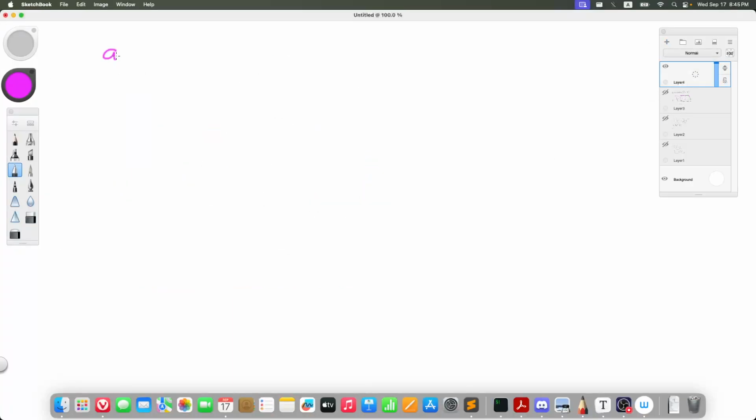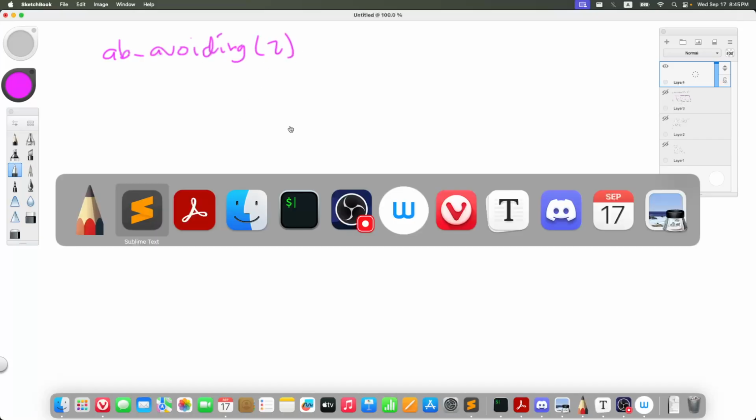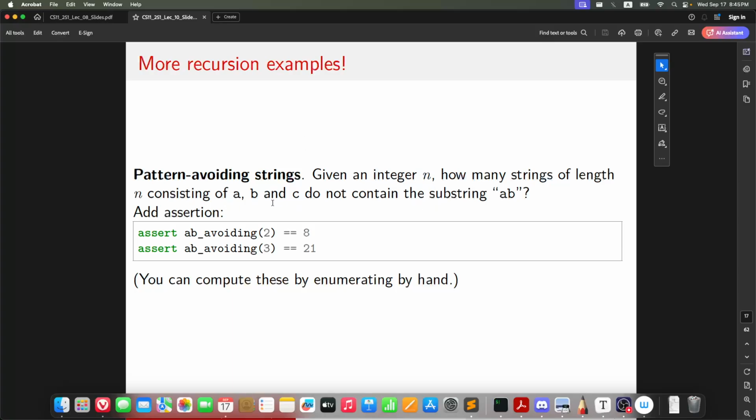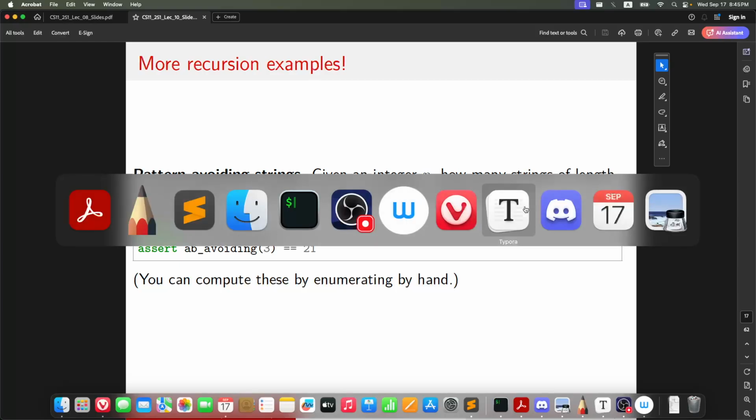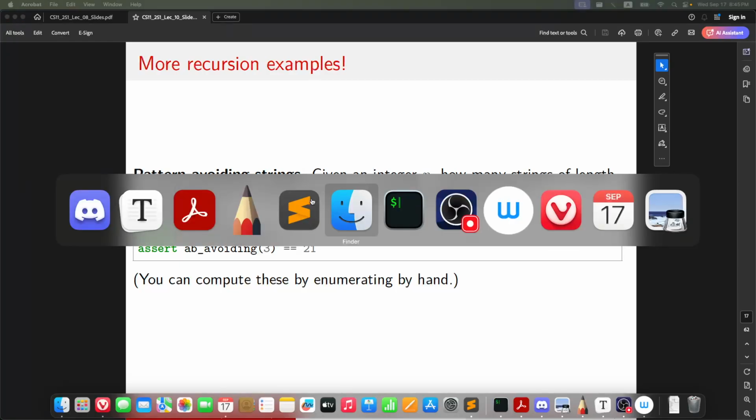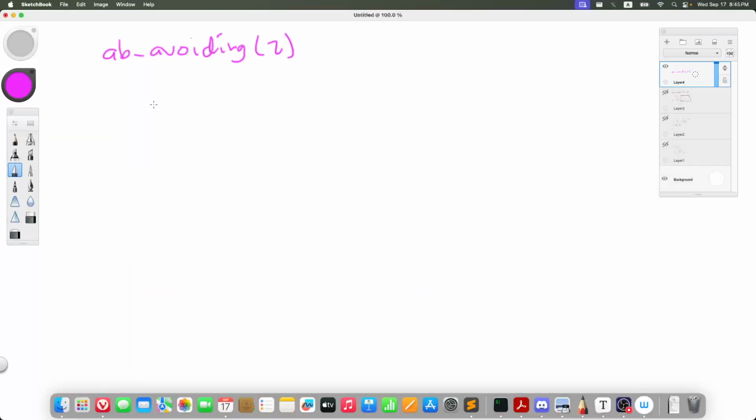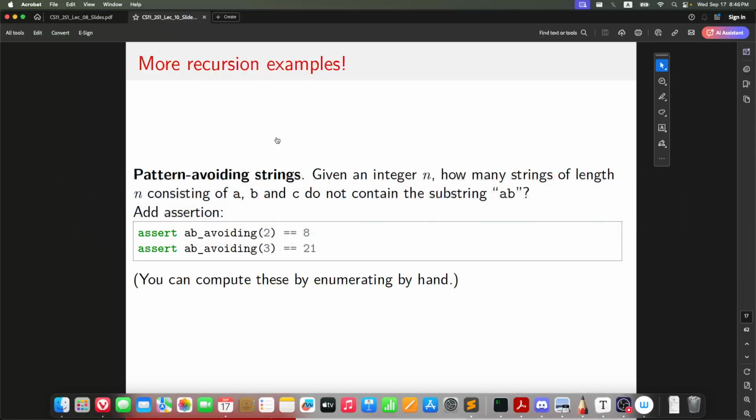So ab avoiding 2. What's the problem again? We will build strings consisting of the characters a, b, and c, but it should not contain the substring ab. So let's build all of those. Two characters, right? aa, ab is not allowed, ac, ba, bb, bc is fine, ca, cb, cc. So we do have 8. Alright, how do you write this function now?